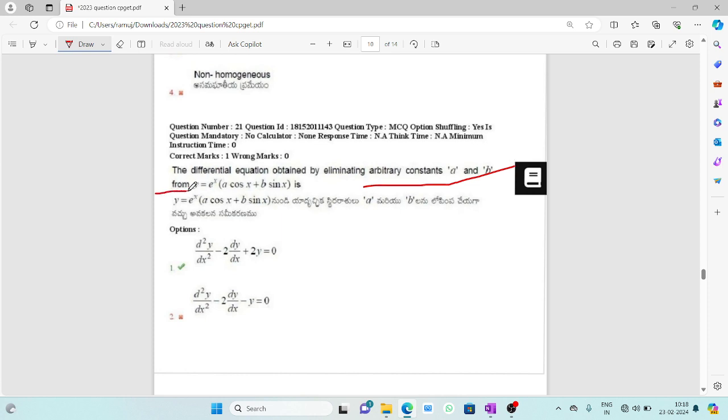So the 21st question: the differential equation obtained by eliminating the arbitrary constants a and b from y equals e^x (a cos x plus b sin x). For this question you can use two or three methods, whatever you like, but I always prefer one method.